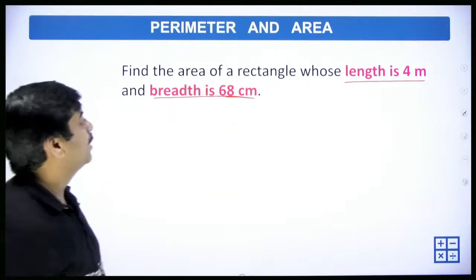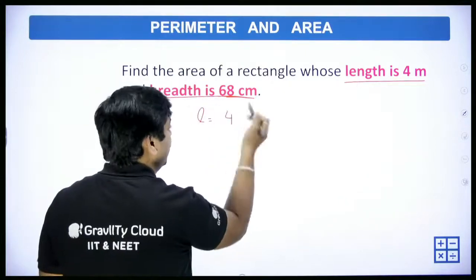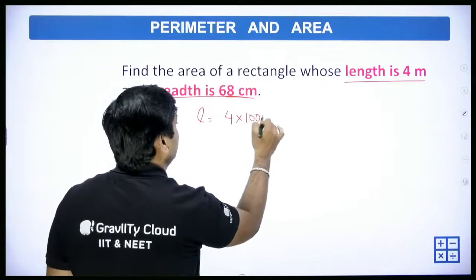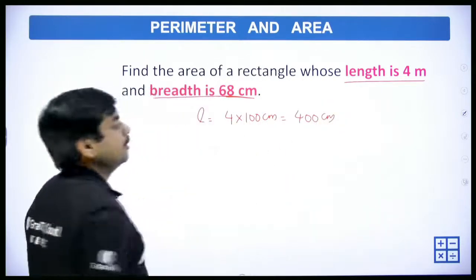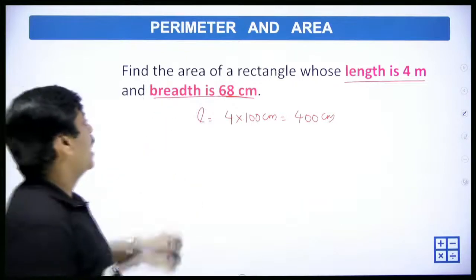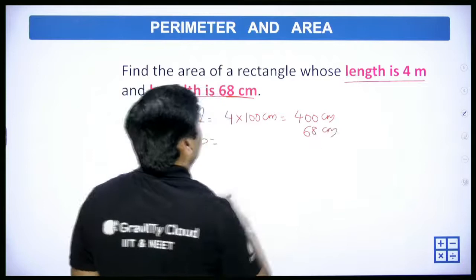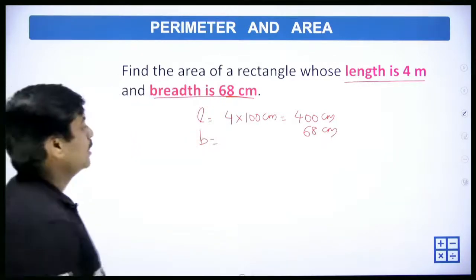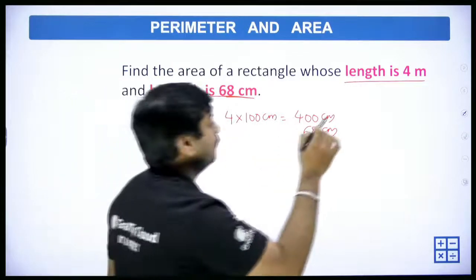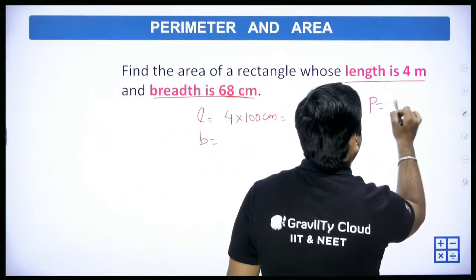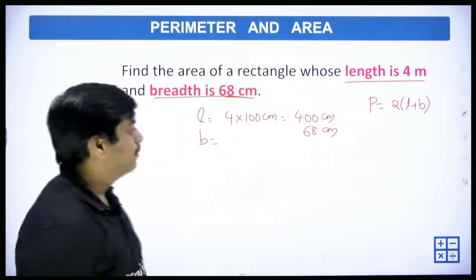Length is 4 meters, or 4 into 100 centimeters. So that will give you 400 centimeters, and breadth is equal to 68 centimeters. Now, if it is asked for perimeter, you can directly go with 2 times of length plus breadth.